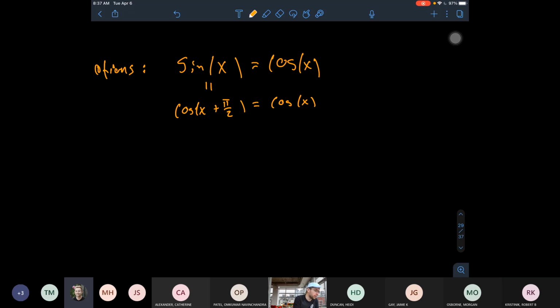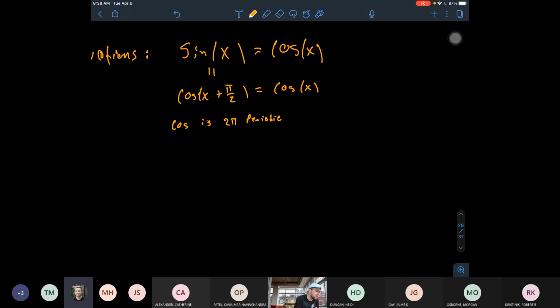Okay, so we have cosine of x plus pi over 2 is equal to cosine of x. And I know that cosine is 2 pi periodic, which means that x could be, if these two things are equal, if cosine of x plus pi over 2 and cosine of x are equal, then I know that x plus pi over 2 and x should be 2 pi units apart.